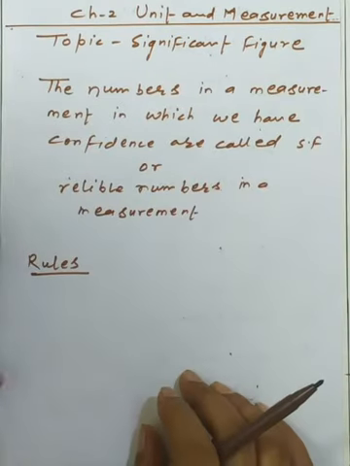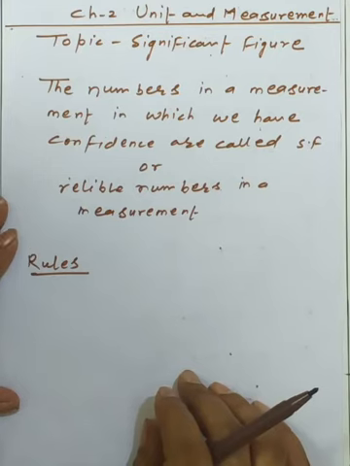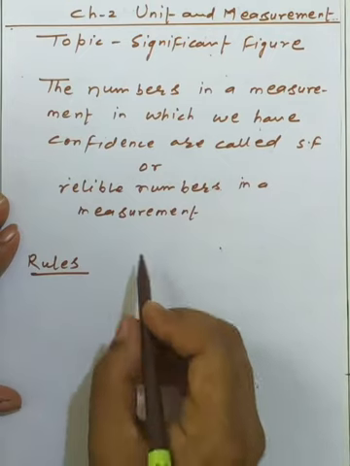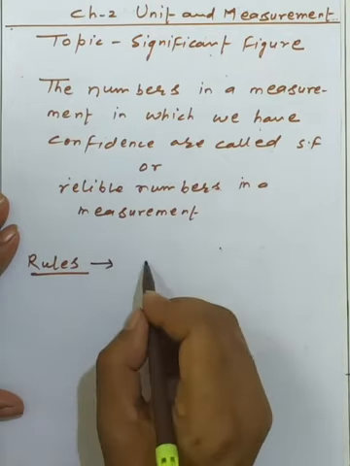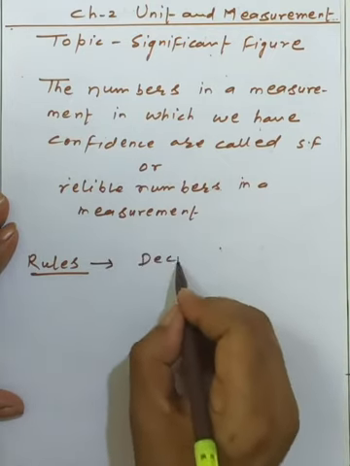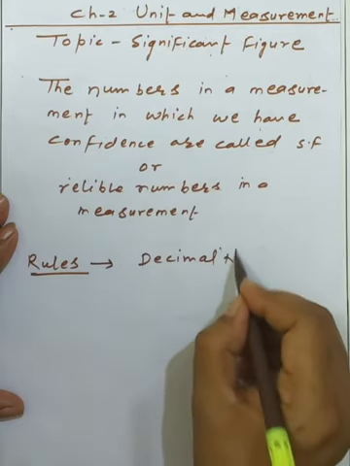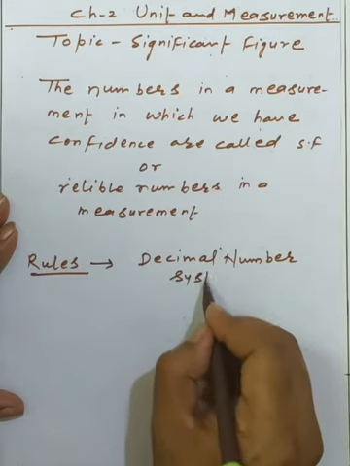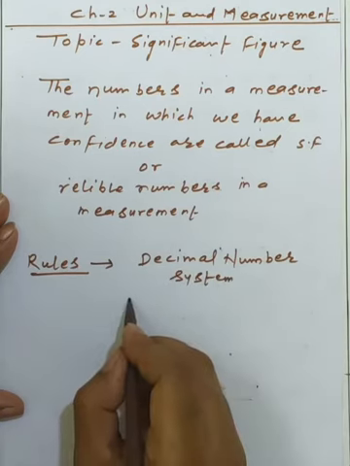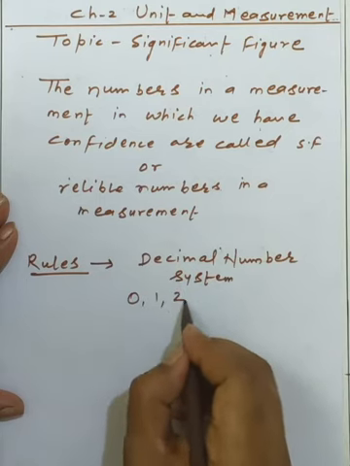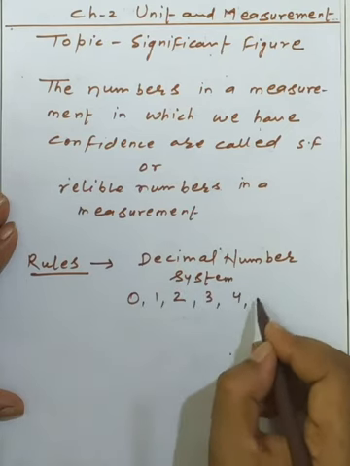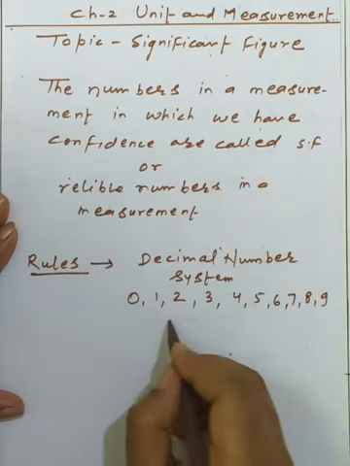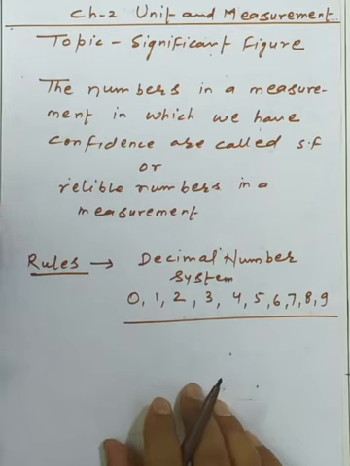Now, to identify the number of significant figures, there are certain rules we have. Whenever we are making a measurement, we are using one system that is called the decimal number system. This number system uses the figures, that means numbers 0, 1, 2, 3, 4, 5, 6, 7, 8 and 9. These are the numbers used by the decimal number system.